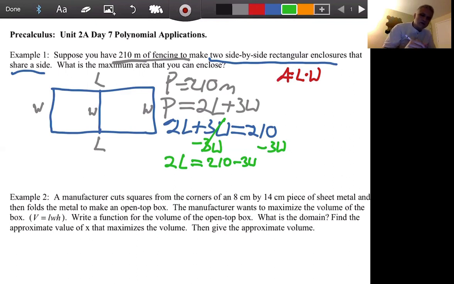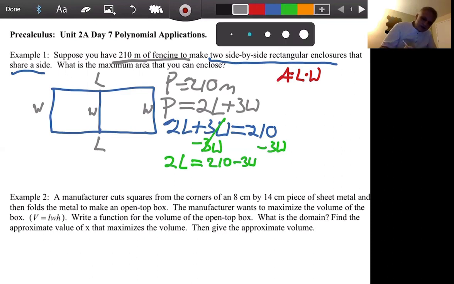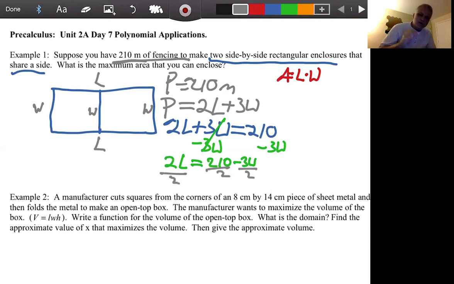And then we will simply divide everything by 2. Every separate term we divide by 2. So length is 210 divided by 2 is 105 minus 3/2 width.